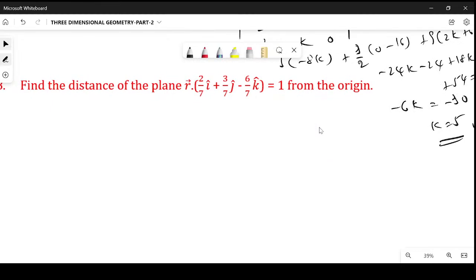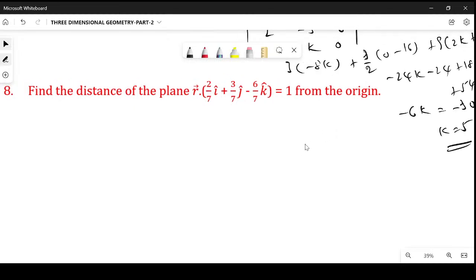Now you can see, find the distance of the plane r bar dot. Now question number 8. I hope you understood this. Anyone have doubt, you can ask me now. Is it clear? Question number 8, I am doing that. Alright, you can see question number 8 now.